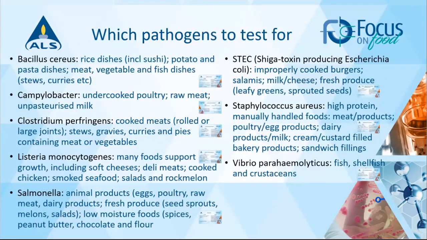So there are established associations between certain types of food and specific pathogens. These help to identify which pathogens to include in your own microbiological testing plan.